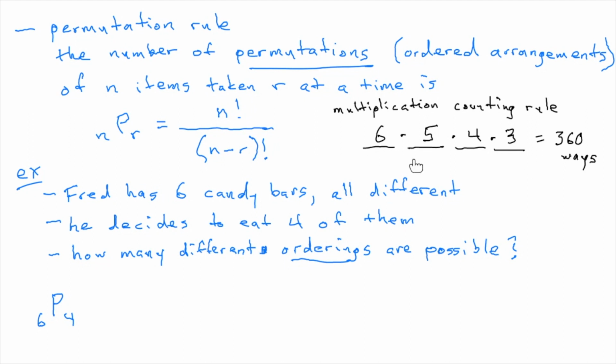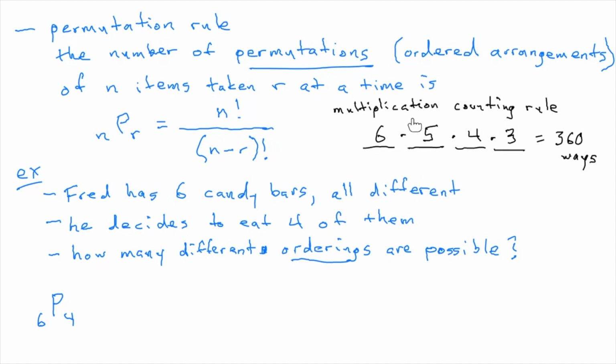And why wouldn't you do it that way every time? Well, look how much stuff I had to write. I had to write out a bunch of stuff. And if this number were big, suppose there were 12 candy bars and he were going to eat 8 of them, then we've got 8 slots and we write 12 times 11 times 10 times 9 times 6 times 5. Yeah, that doesn't sound like fun to me.